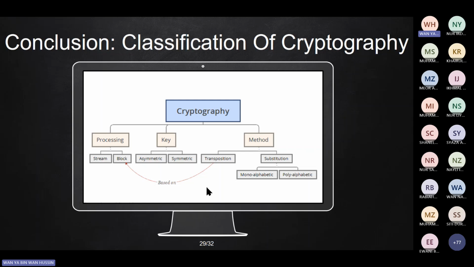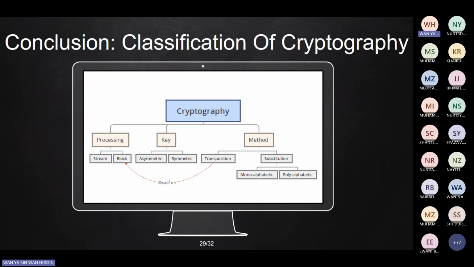So what we have concluded, we can categorize cryptography based on the processing method: stream cipher and block cipher. Stream cipher means we will transform one alphabet at a time. The second one is block cipher, where we need to change a few alphabets at a time.